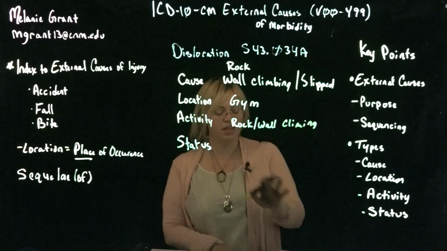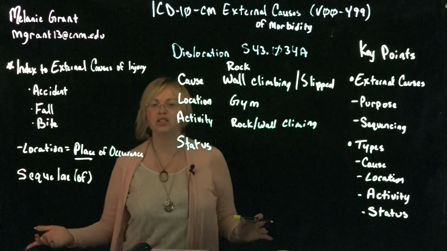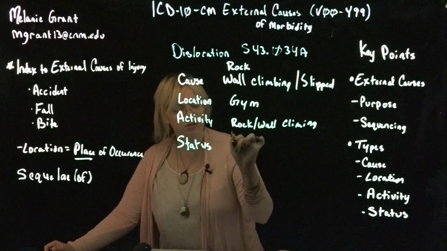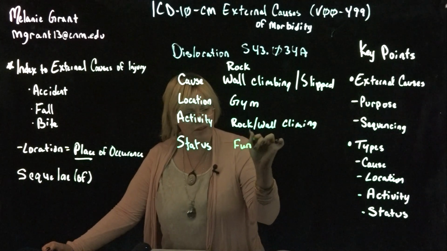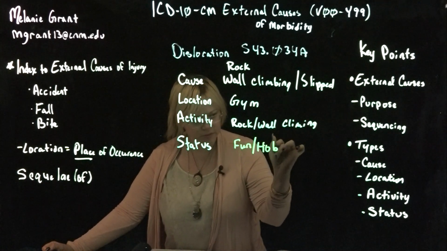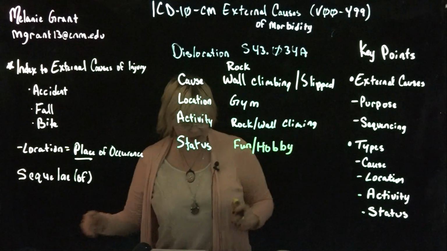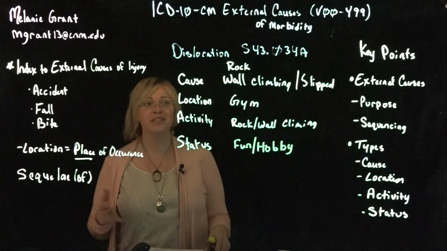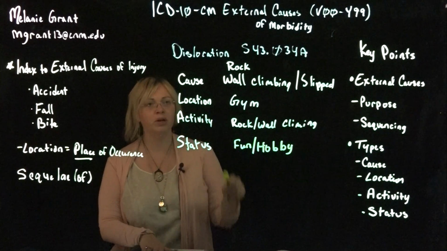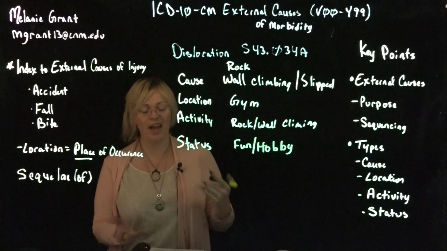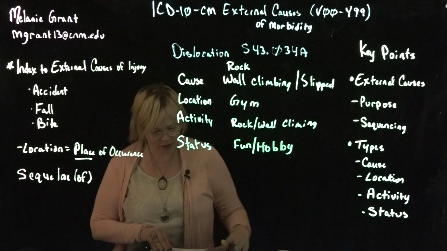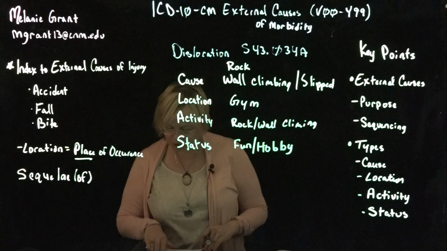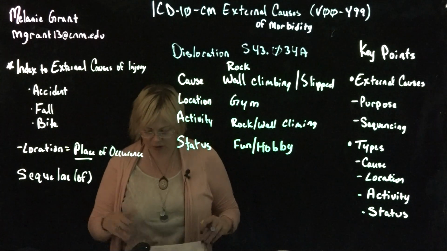Let's see, as far as her status, it did not indicate to us that she was doing this for money or anything job related. So she was doing this for fun, or in this case, as a hobby. Okay? So let's look in our external causes of injuries and see if we can find these. First, we want to look at the cause, which was an accident where she was rock climbing. Okay, so we're going to look for climbing or wall climbing, rock climbing. Keep all of those in mind.